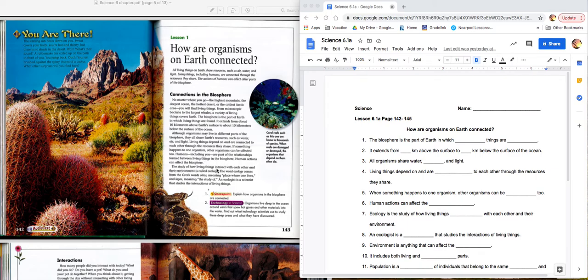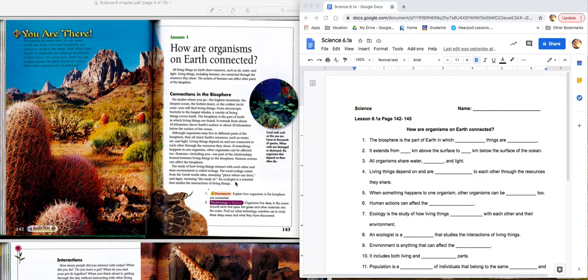The study of how living things interact with each other and their environment is called ecology. So I wrote down ecology, the study of how living things interact with each other and the environment that they live in. Where do we get it from? The word ecology comes from the Greek word oikos, meaning place where one lives, and the word ology, or what they use, logos, meaning the study of. So guys, you see ology at the end of a lot of words. Biology, the study of life, things like that.